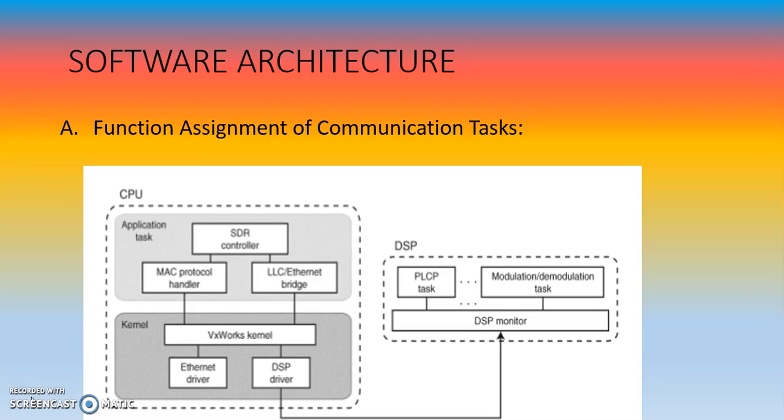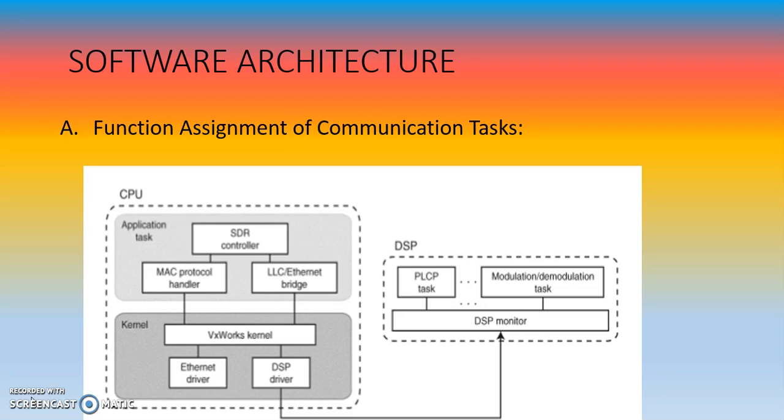There are two kinds in this software architecture. We can see the two different categories. First is the function assignment of communication tasks. Here we can see the two main modules, CPU and DSP. In the CPU, we have two different kinds: application task and kernel task. In the application task, we can see the SDR controller, MAC protocol handler and LLC Ethernet bridge. In the kernel, we can see the VxWorks kernel, Ethernet driver and DSP driver.